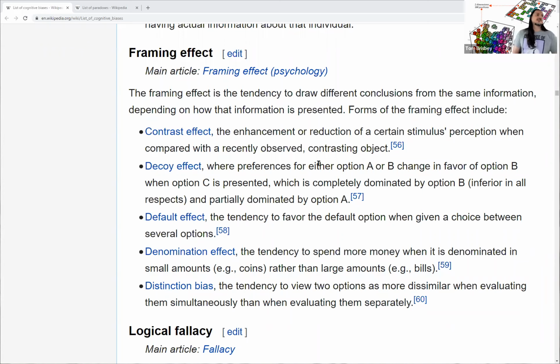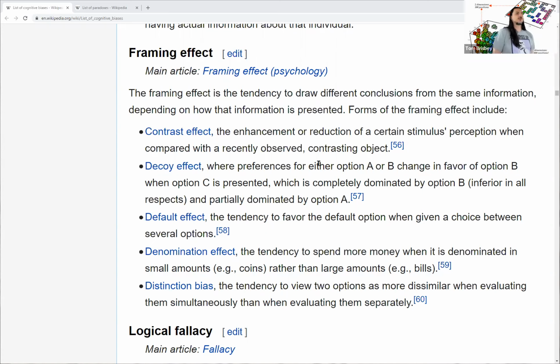The contrast effect, the enhancement or reduction of certain stimuli perception when compared with a recently observed contrasting object. So yeah, it's the bright, shiny new thing. It's the, whoa, we've never thought about that before. So we're going to throw away 500 years of knowledge on this because this one thing happened that looks different. We're going to turn it into either or instead of yes and. So that's the contrast effect right there.